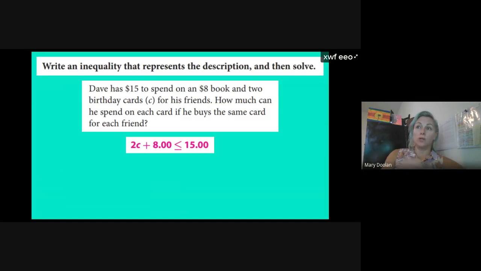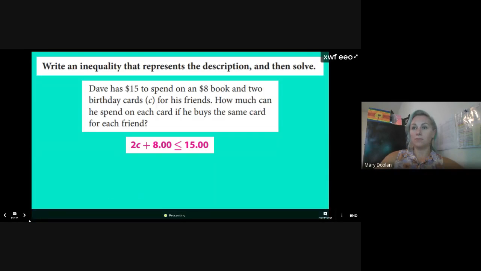So when I'm trying to decide if I want to subtract 8 from both sides or if I want to subtract 15 from both sides, it depends on where my variable is. My variable, C, is on the left. So I'm going to move my constants to the right. In order to do that, I subtract 8 from both sides of the equation, which would give me 2c is less than or equal to 7.